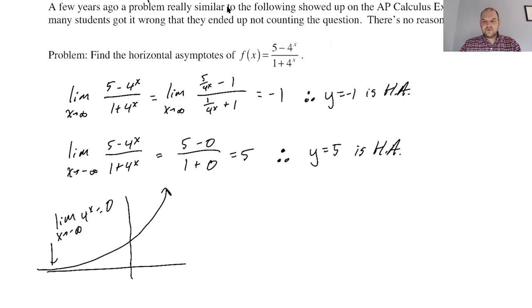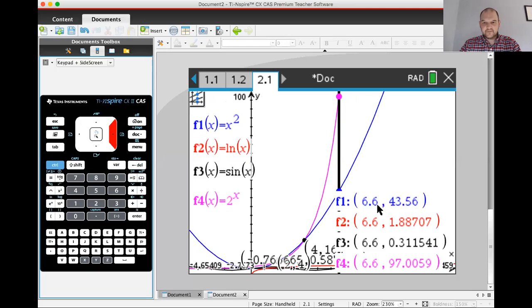So now what I'm gonna do is switch over to the calculator and look at this graph just to get a sense of what is happening with this thing. This is our relative growth rates competition, if you recall.